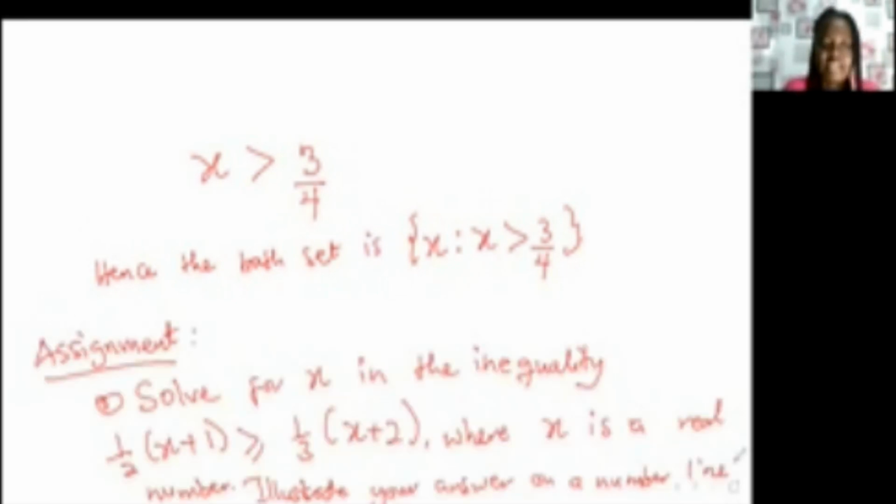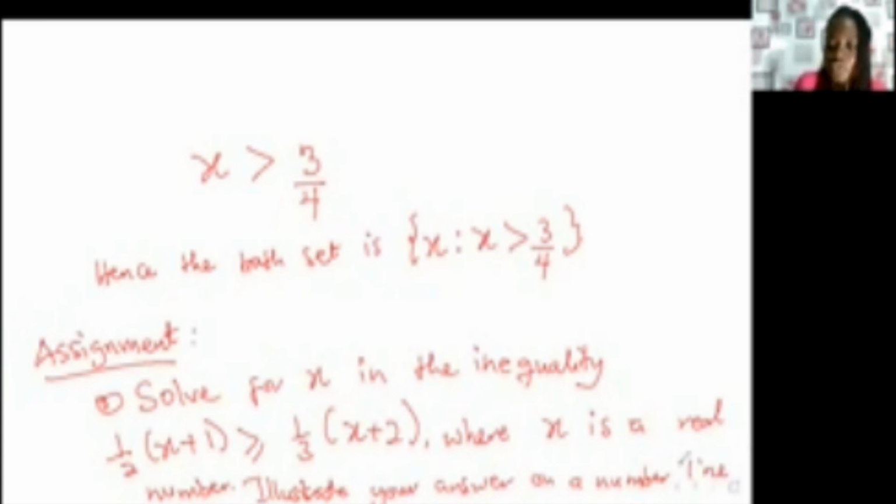All right, so assignment. Solve for x in the inequality. We have 1 over 2 bracket x plus 1 bracket close greater or equal to 1 over 3 bracket x plus 2 bracket close, where x is a real number. Illustrate your answer on a number line.